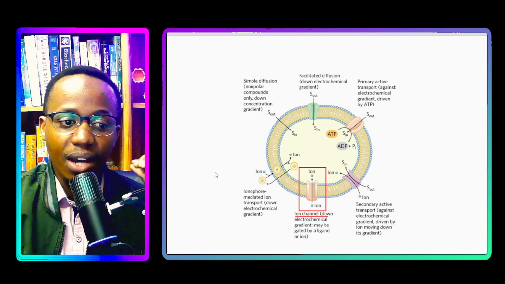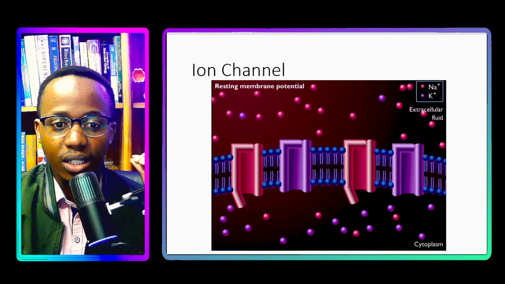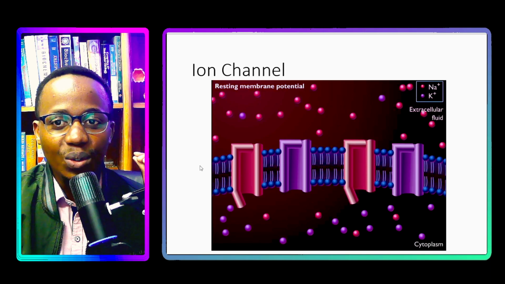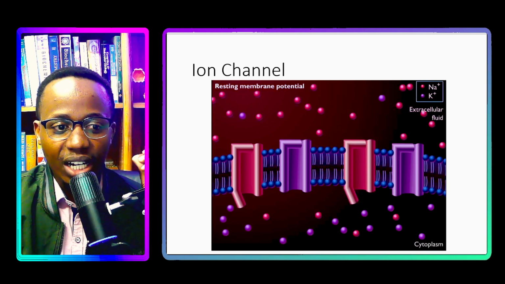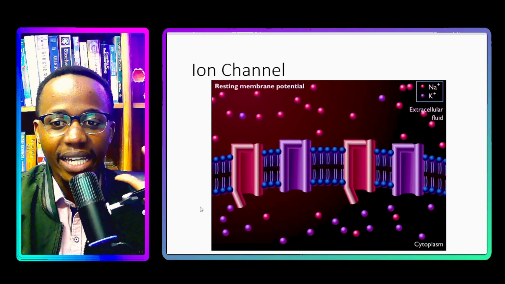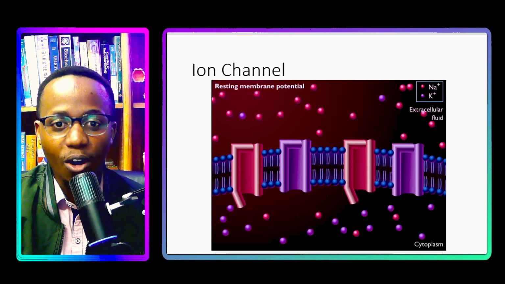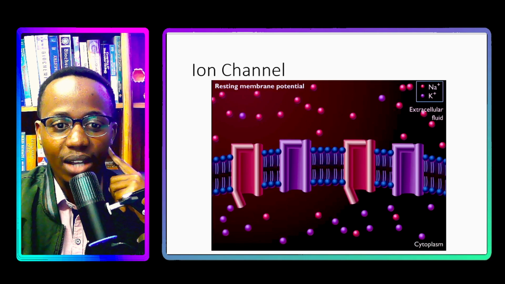Ion channels. How do ion channels work? Well, you've heard of sodium and potassium ion channels, and ion channels can be gated. They are usually gated, so they open and close, which is really cool. But this is a sodium potassium ion channel. This is a good example of this.